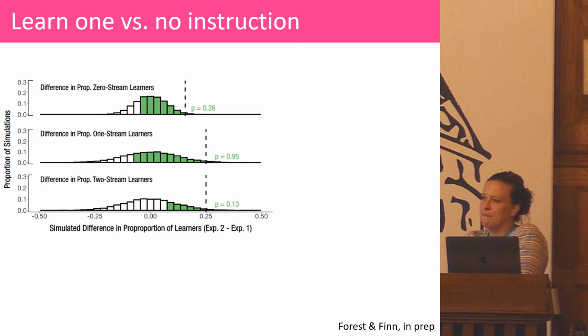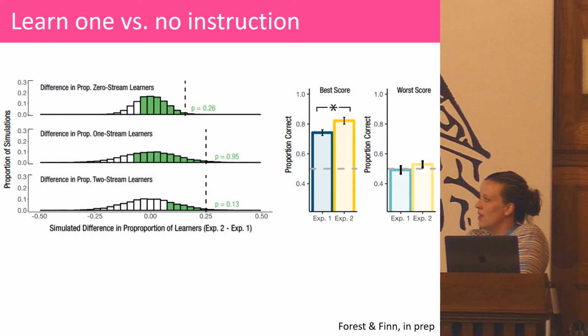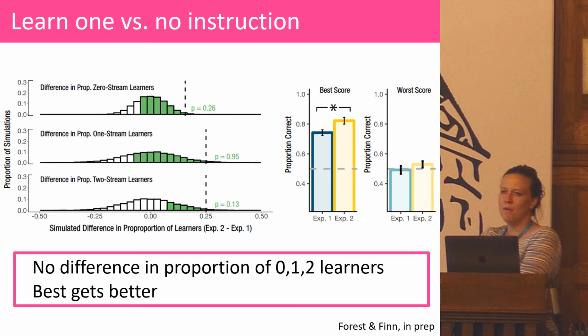And what I'm showing you is that the pattern of data from the first experiment, the no instruction experiment, to the experiment in which we told them to try to learn 1 did not change. However, we were actually able to boost their performance on their best test. So you can see that here, but again, there was no change on their worst test. So telling them to try to learn one of the things actually made them learn one of the things better, but it didn't make them learn more streams.